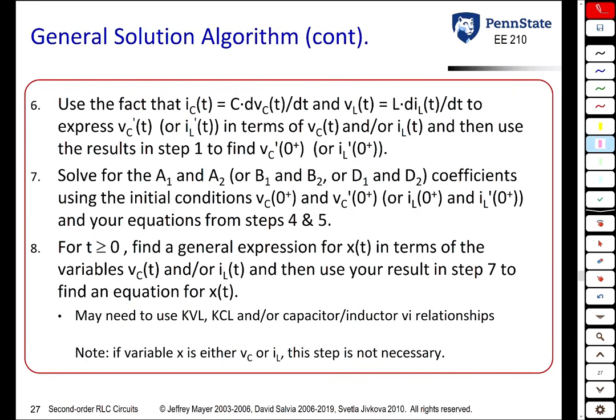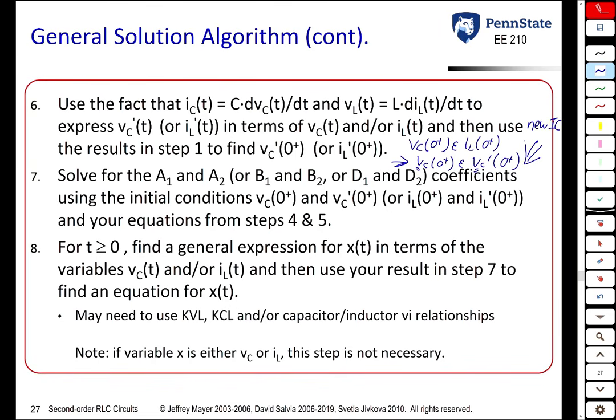Then we find a new initial condition. Remember, just like before, the initial conditions we had were VC of 0 plus and IL of 0 plus. What we want are VC of 0 plus and VC prime of 0 plus. So you need to manipulate your initial conditions to get them in the new form. I should point out here that depending upon what we're looking for, rather than VC here, we may want IL.